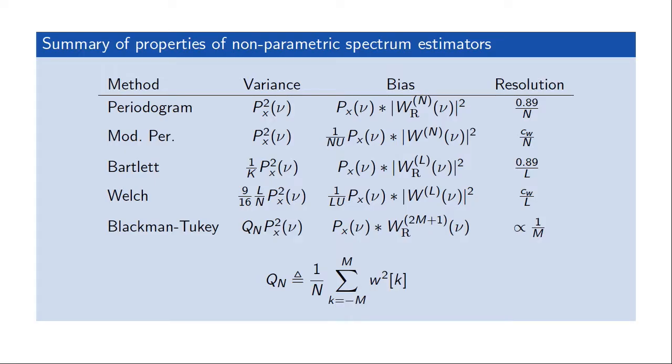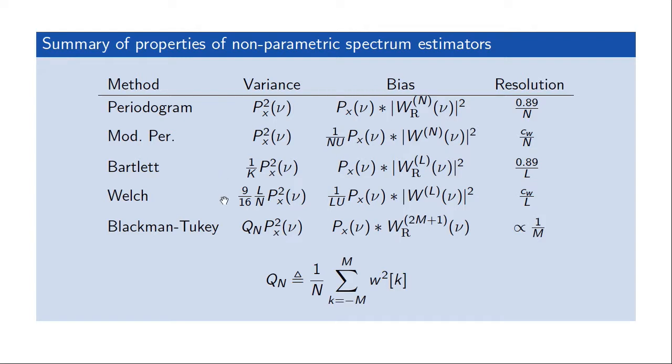We can now summarize all of the properties of the estimators that we've considered in this lecture. So all of the estimators will have properties in terms of variance, bias, and the bias will influence the resolution of the estimator. So for the periodogram and the modified periodogram, one of the key properties is that the variance doesn't decrease with an increasing number of samples. So collecting more data doesn't lead to more reliable estimates, although we have a higher precision in the estimates.